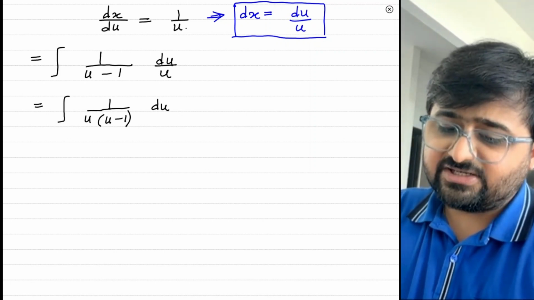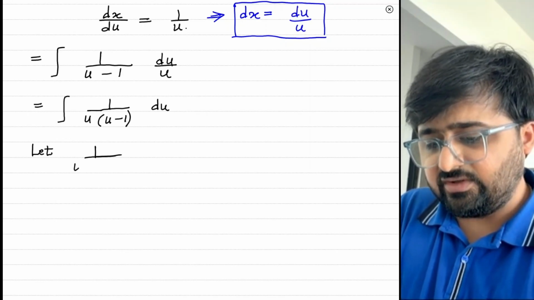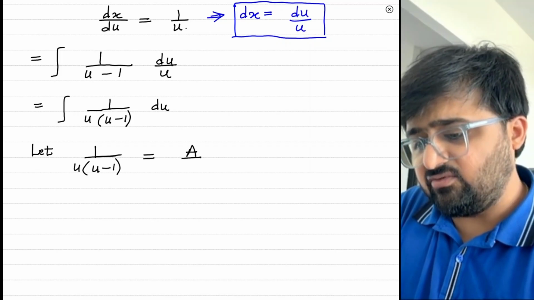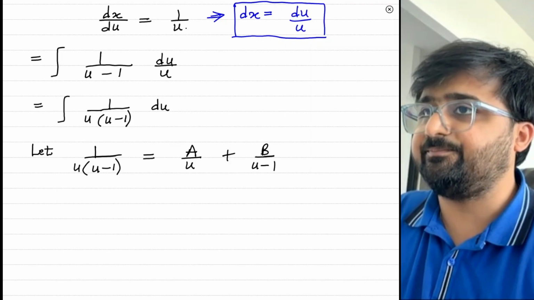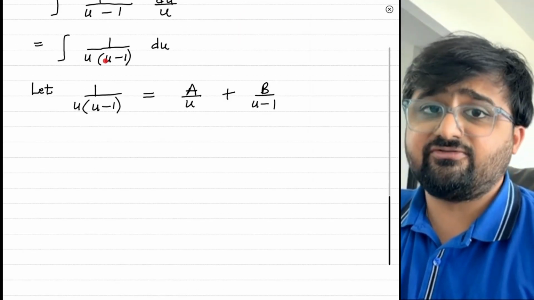Now, in order to do the partial fractions, what you say is let 1 over u times u minus 1 be equal to a over u plus b over u minus 1. Why do we do partial fractions? Because the denominator is in terms of factors.